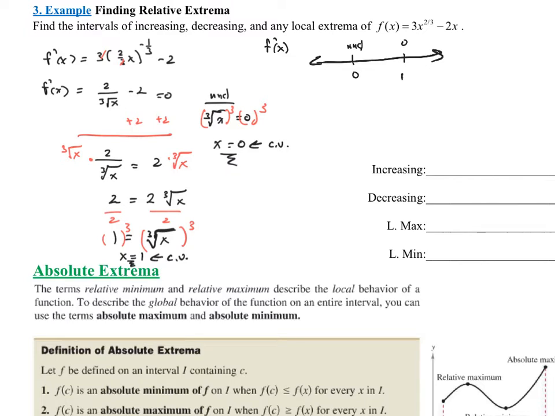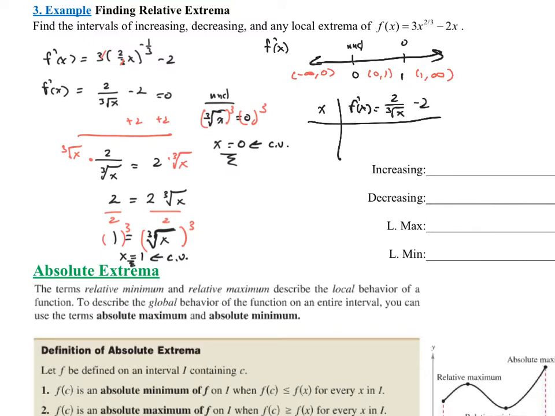I consider the intervals between those points. Negative infinity to 0 is the first one, 0 to 1 is the second, 1 to infinity is the third. I need to create a sign chart and test a point in each one of those intervals. Again, I'm plugging it into the derivative to find whether the function is increasing or decreasing. That's 2 over the cube root of x, minus 2.